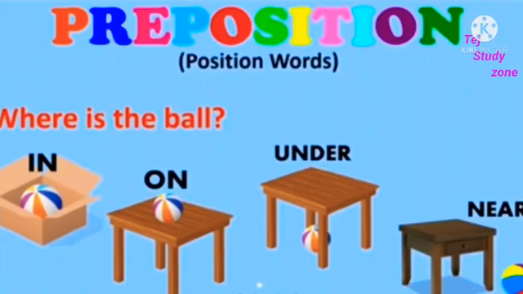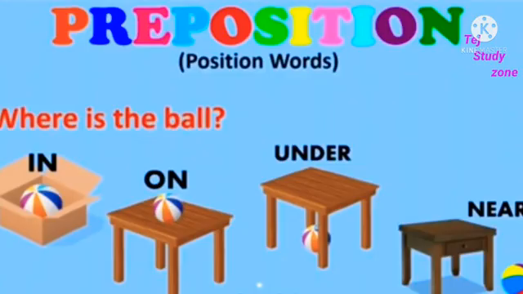Preposition, the position word. Children, our today's topic is preposition. Children, can you see this whole picture? In this picture, you can see the common ball. The question is, where is the ball? Okay, children, in this picture number 1, the ball is inside the box.